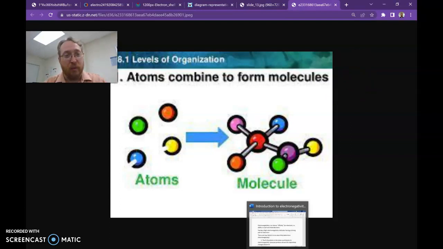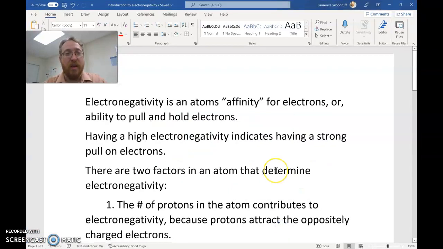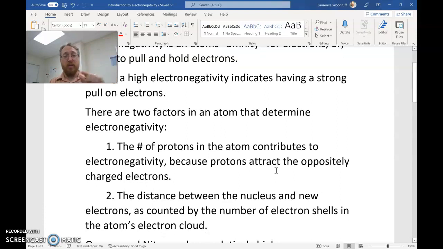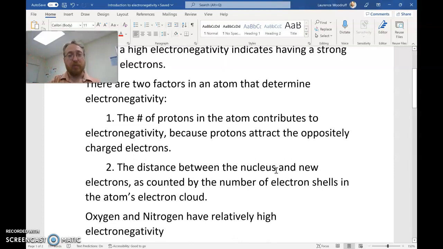With that, let's review our introduction of electronegativity. Electronegativity is an atom's affinity for electrons, or their ability to pull and hold electrons. Having a high electronegativity indicates having a strong pull on electrons. There are 2 factors in an atom that determine electronegativity. 1, the number of protons in the atom, which contribute to electronegativity because protons attract the oppositely charged electrons. And 2, the distance between the nucleus and new electrons, which is counted by the number of electron shells in the atom's electron cloud.